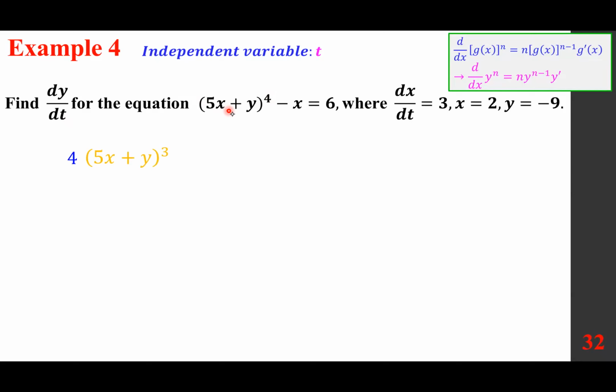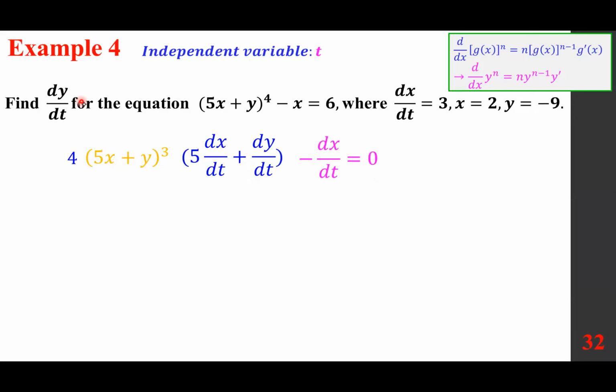Now, here's what's interesting. 5x gives you 5 dx dt. Y gives you dy dt. So again, 4 sits in front. The same thing to the power of 3. So n sits in front. You have x to the power of n minus 1. G prime of x, the derivative of the inside, 5 dx dt plus dy dt, minus x is dx dt, and 6, any number is 0. And we're done. Again, you can solve for dy dt or just plug in. I'm going to plug in and I'm going to leave it for you to solve this as an example.